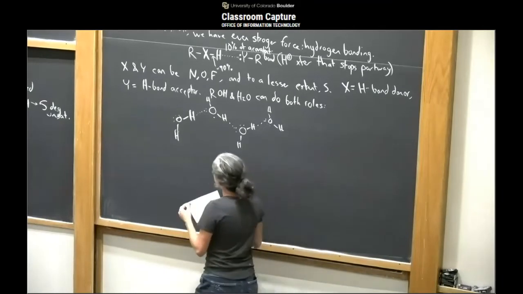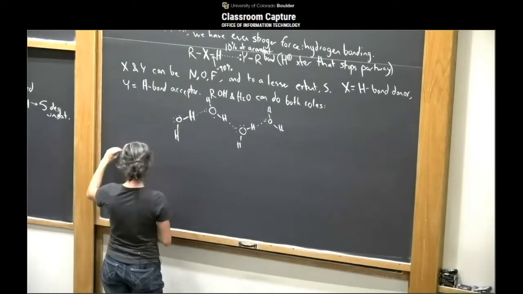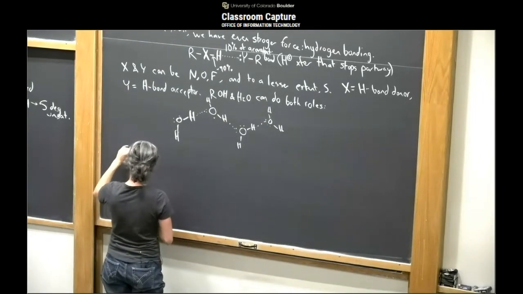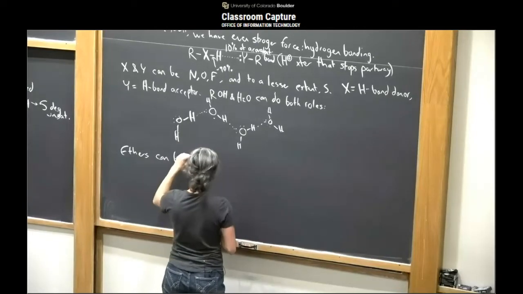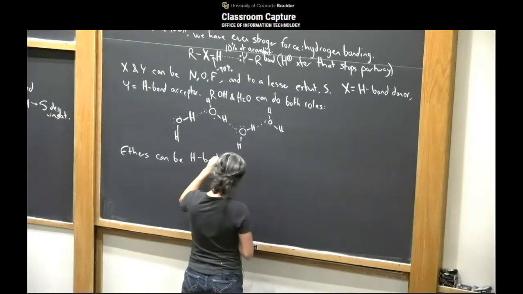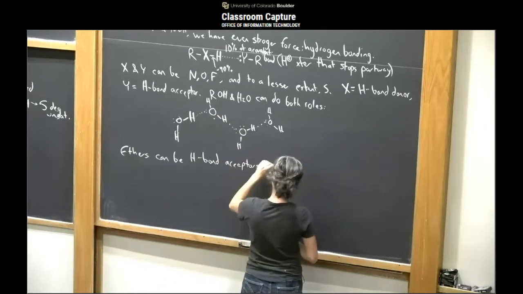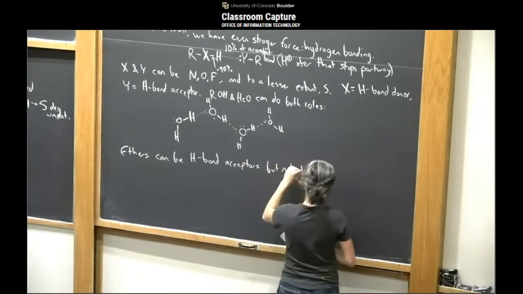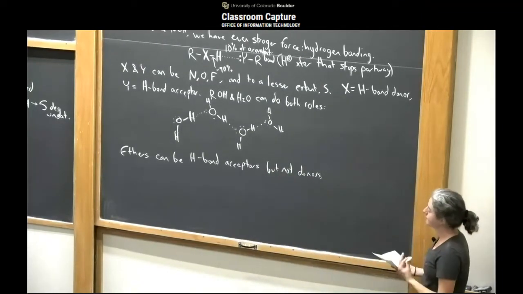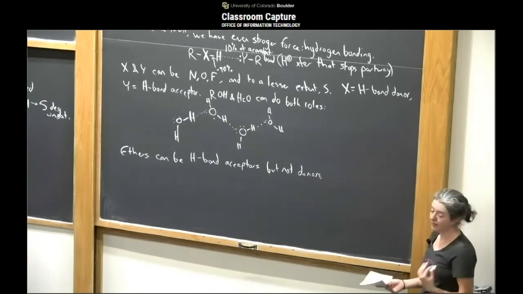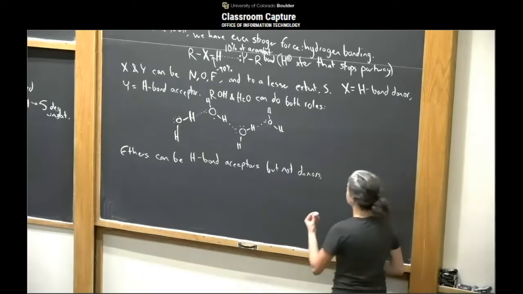Okay, so some molecules can do one role but not the other. So for example, ethers can be H-bond acceptors, but not donors. So they can't H-bond to each other, but they can H-bond to something else that's an H-bond donor if you throw it in there with them.